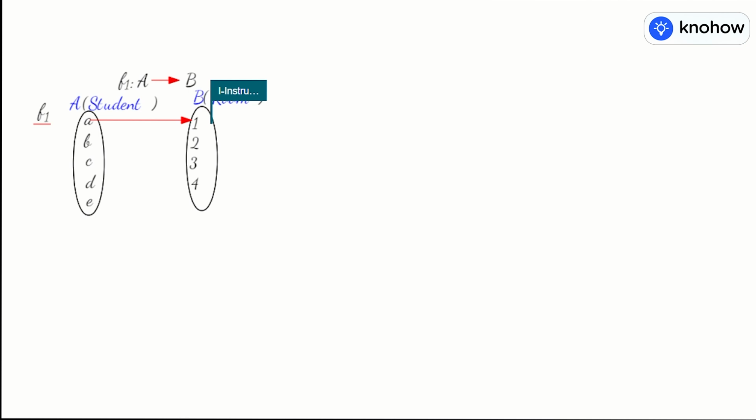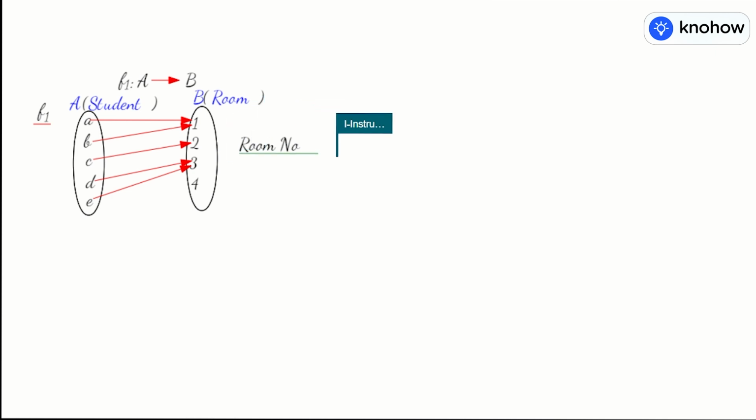Student A lives in room number 1, B shares room number 1 with him, C lives in room number 2, D and E both share room number 3. Now the guest wants to see a student living in which room? Room number 4, he said. I want to meet a student who lives in room number 4. When the warden checks the room list, he finds that nobody lives in room number 4. He says, sorry sir, there is nobody in room number 4. Okay, so better you find out in hostel 2.